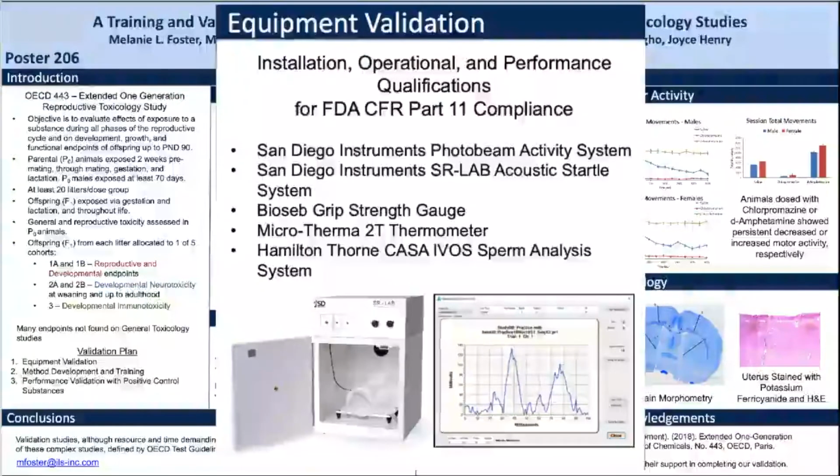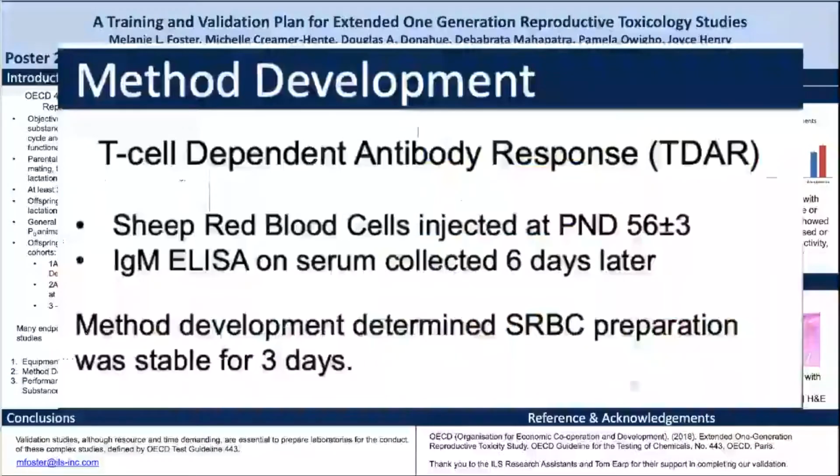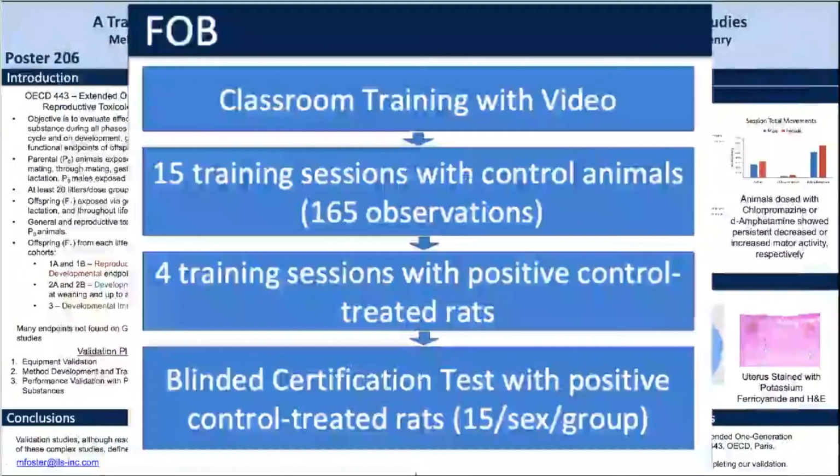We validated multiple systems, including photobeam activity system, acoustic startle, grip strength gauge, thermometer, and the sperm analysis system. And this was on the hardware as well as the software. An example of method development was for the TDAR assay. We did a stability study and determined that we could use the same sheep red blood cell preparation for up to 3 days.